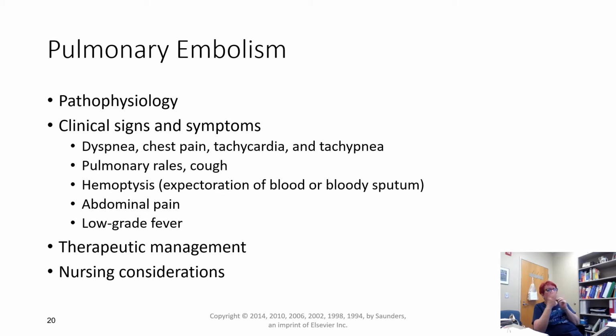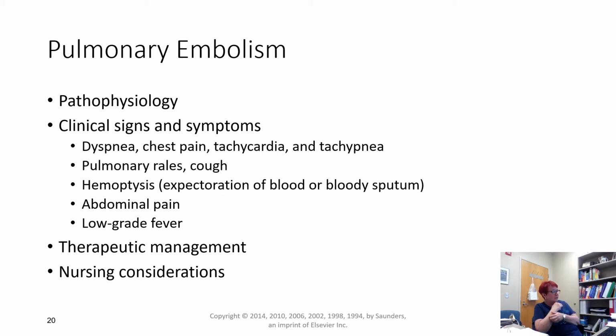Signs and symptoms are acute onset of shortness of breath, acute dyspnea, okay, it comes on all of a sudden, acute chest pain, acute tachycardia, acute tachypnea, okay, it's going to happen all of a sudden, and it's terrifying. They look very, very scared. When you're listening to the lungs, you may hear some crackles. They may have a cough, and they may actually expectorate blood, hemoptysis. They may have some fever.